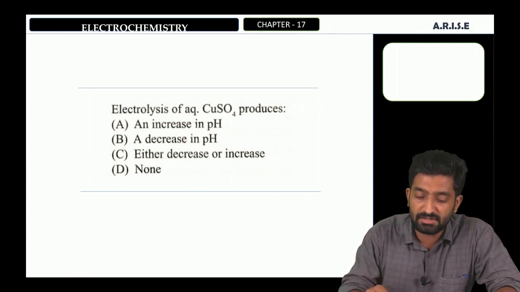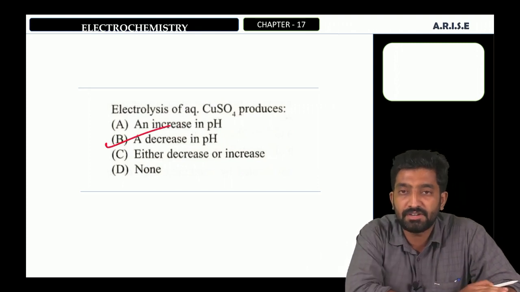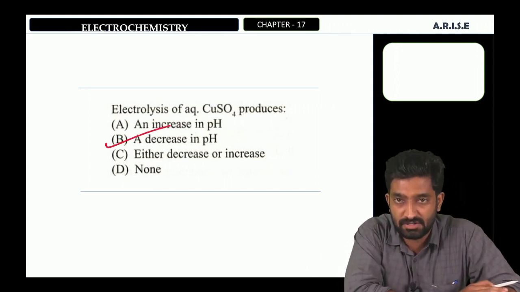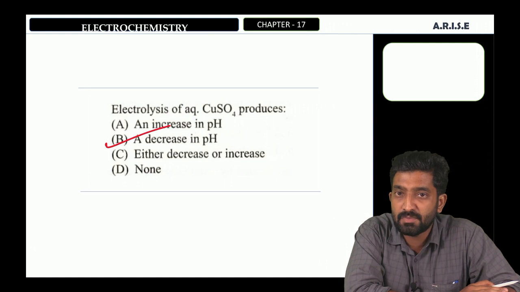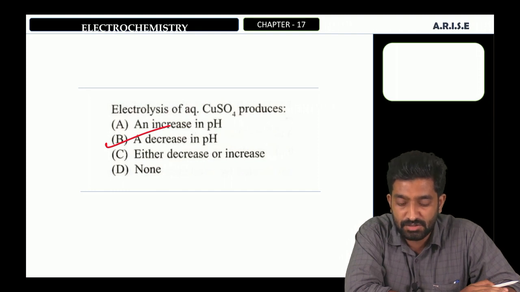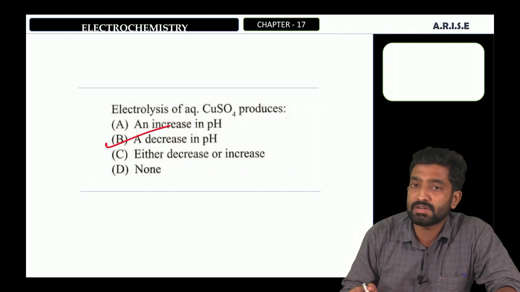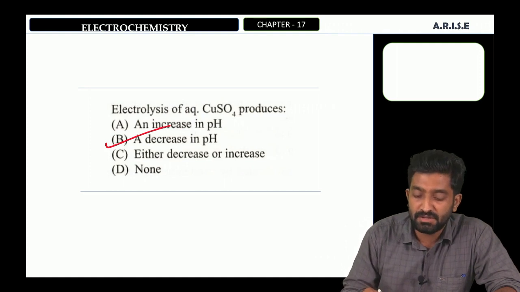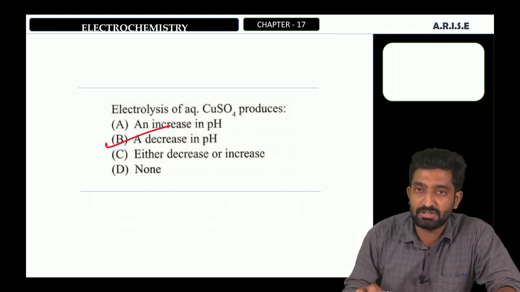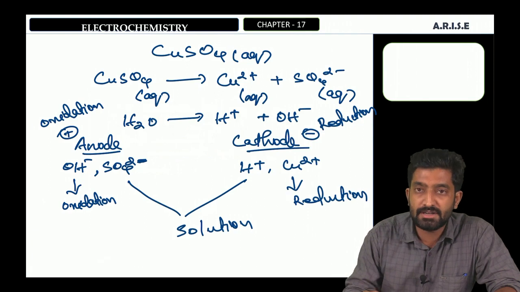Therefore, our correct answer is option B, a decrease in pH. Reason, the H+ ion concentration increases, the solution will become more acidic. That's why the pH decreases. Okay? Therefore, our correct answer is decrease in pH. I hope it is clear.